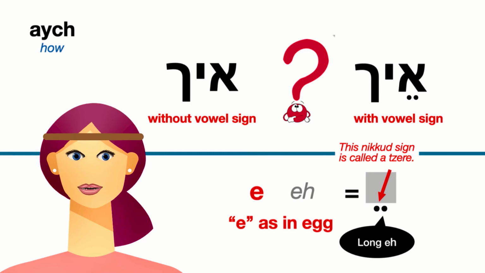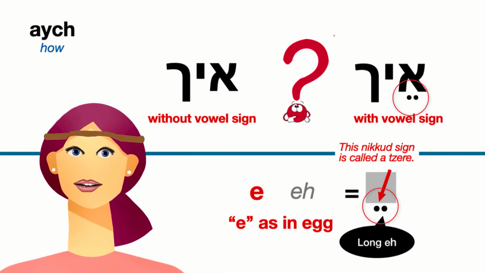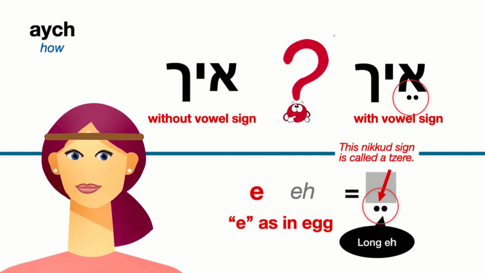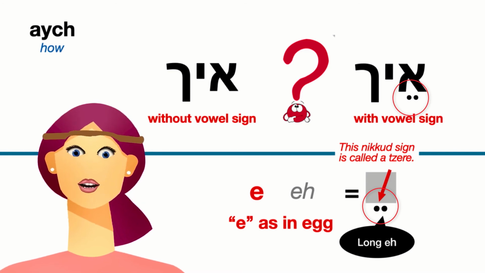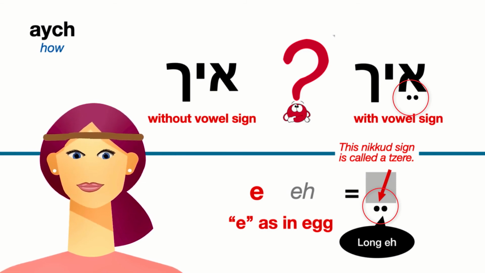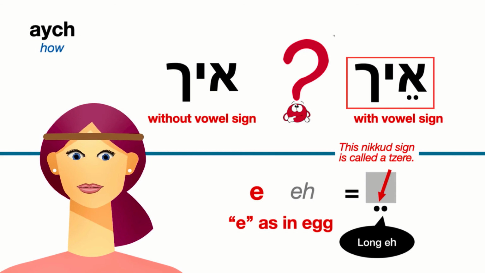Do you remember that the letter Aleph is a silent letter? In this example, the nikud sign under the letter Aleph tells us to pronounce a long vowel a. This nikud sign is called tzere. This nikud sign tells us to pronounce the vowel a, as in the word excellent. So this word is pronounced as איך.